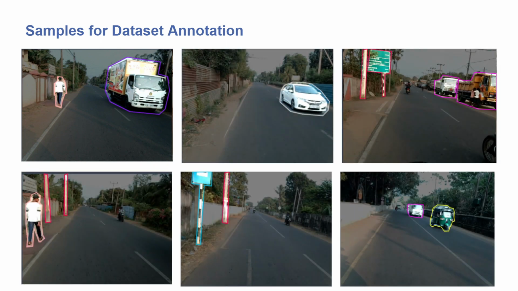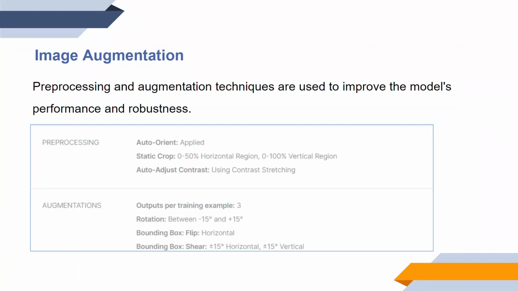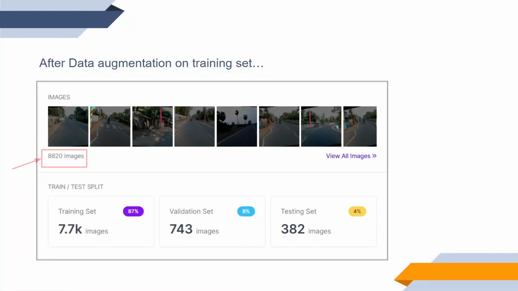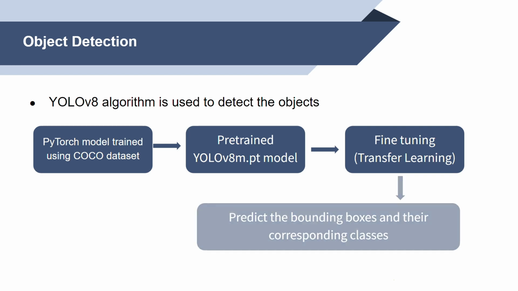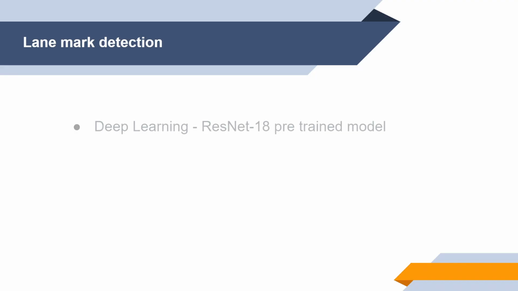For object detection, we employed YOLO version 8 and trained it with custom datasets. Initially, we selected a PyTorch model trained with the COCO dataset. With this model, we were able to predict bounding boxes and their corresponding classes.